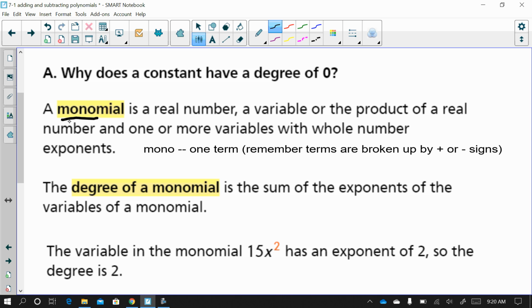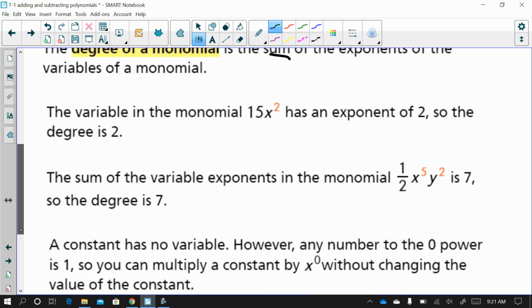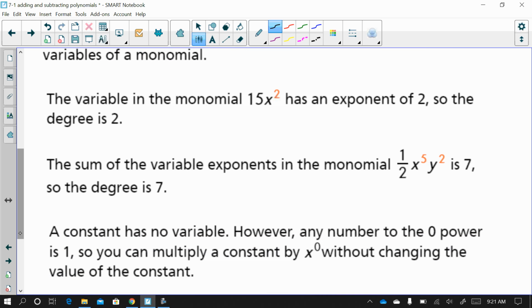So mono, 1. The degree of a monomial is the sum of the exponents of the variables of that monomial. It's the sum, so we are adding all of the exponents up in a monomial. The variable in the monomial 15x squared has an exponent of 2. Therefore, our degree is 2.